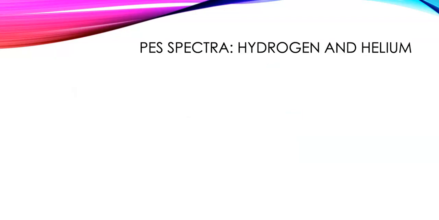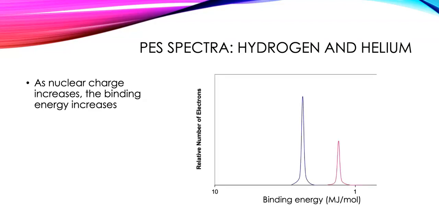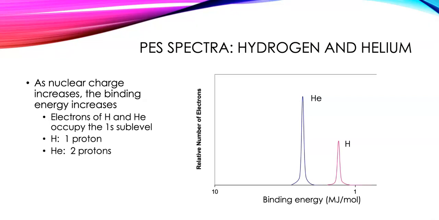I'd like to compare the PES spectra for hydrogen and helium. Now we know that as nuclear charge increases, the binding energy increases. You're going to have a stronger Coulombic attraction between those electrons and the nucleus as the nuclear charge increases. So when we compare these spectra, the hydrogen spectrum is in pink, the helium spectrum is in blue. Both of them have electrons in the 1s sublevel. But hydrogen has one proton, helium has two protons. And notice that the 1s orbital in helium has a higher binding energy than the 1s orbital of hydrogen.